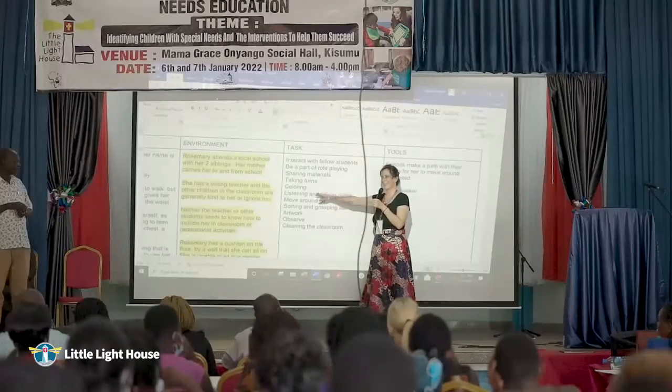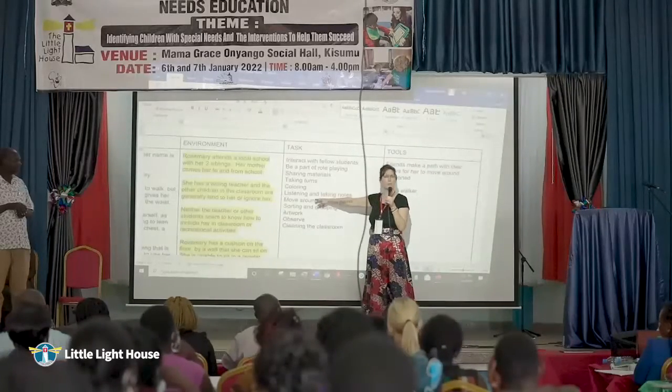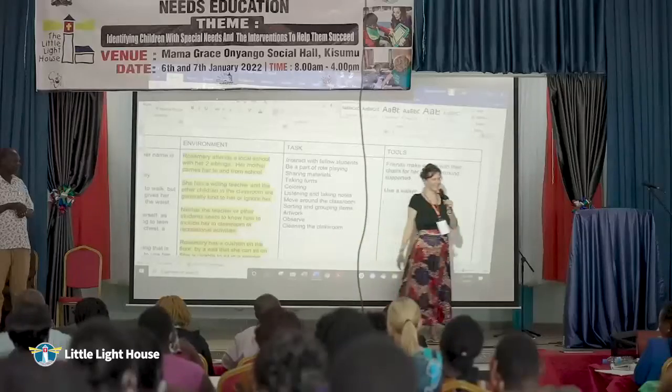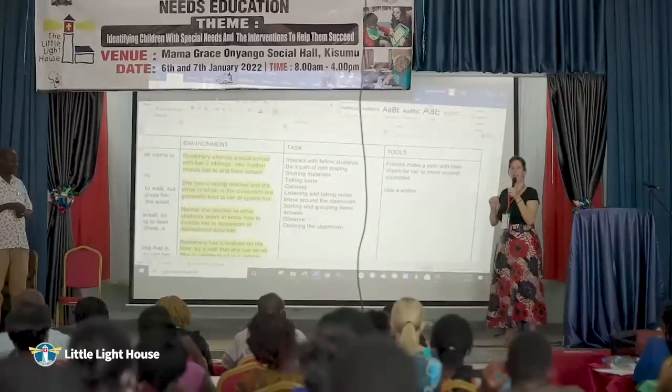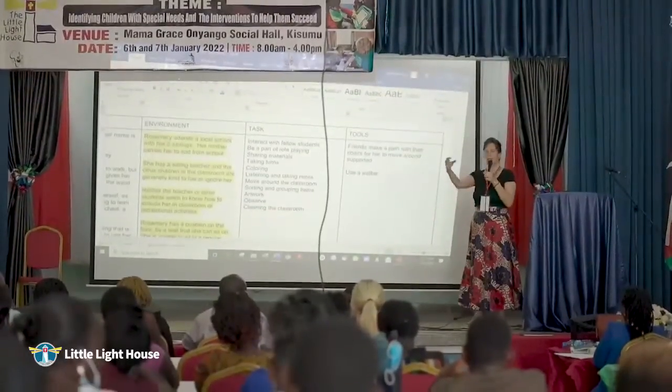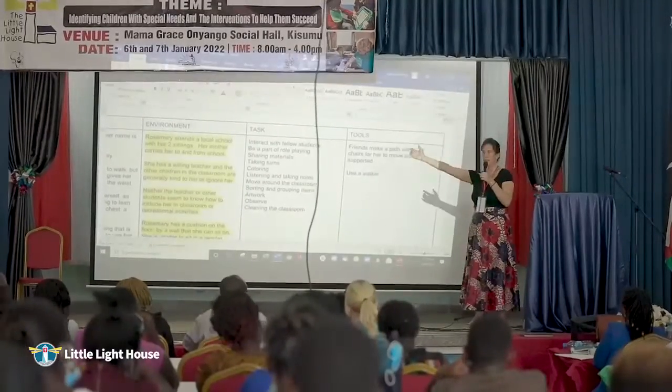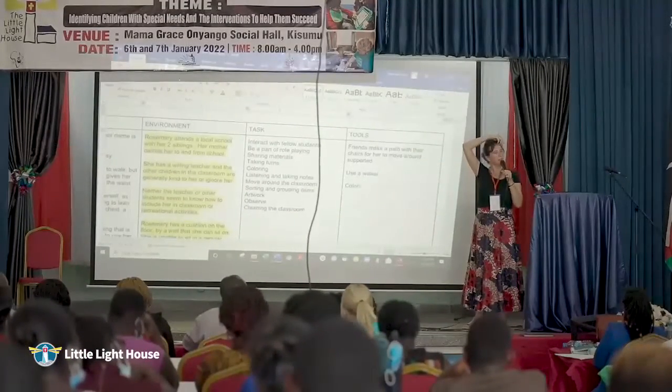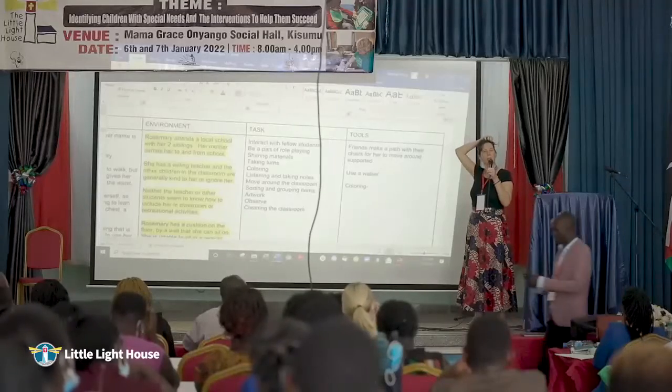Coloring. I heard coloring. Can we do coloring? Okay. She can hold a banana, right? And she can do this. So, can you think of anything?